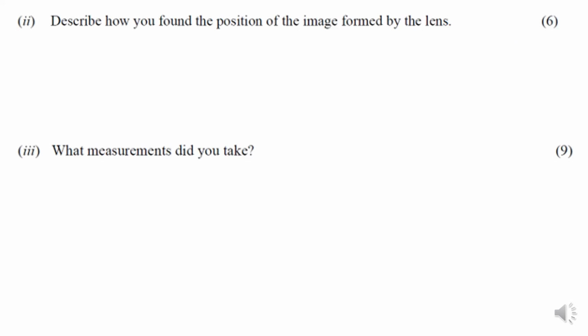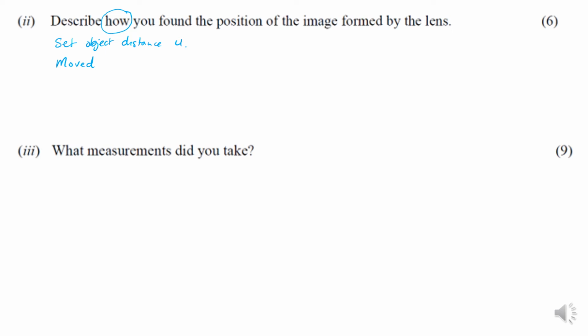Part 2, describe how you found the position of the image formed by the lens. Okay, so how? So it's not asking you to explain why, it's how. So what did you do in the lab when you were there? Okay, so what did we do? We set the object distance u. And again it's physics, we don't need to write essays or even full sentences. Keep it short and simple.